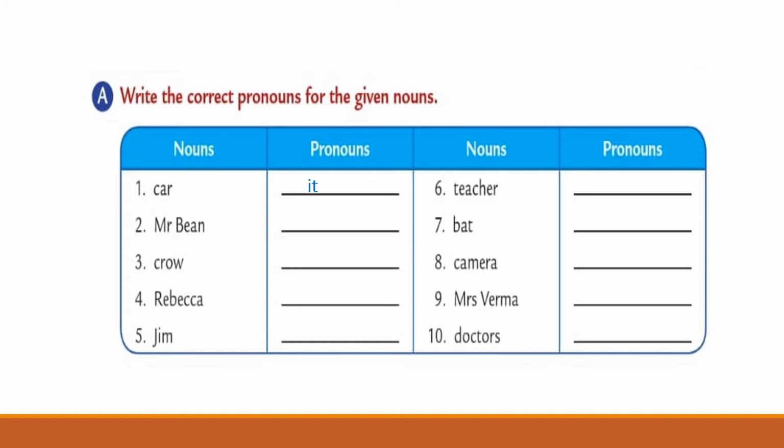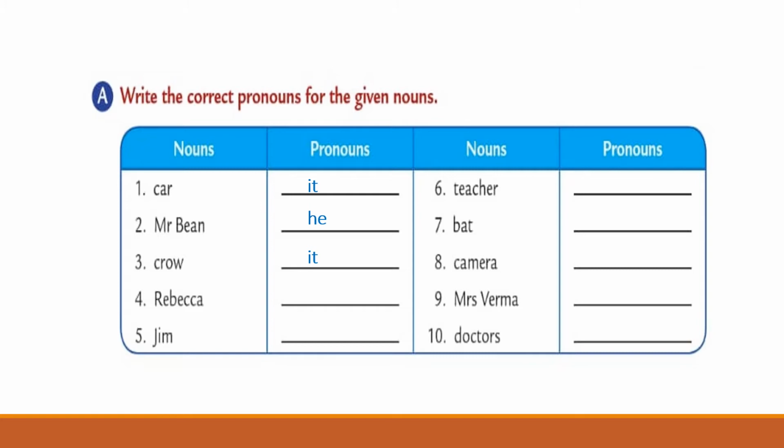Now next is Mr. Bean. Oh, we all know him. So he is a man and we will use pronoun he. Now third is crow. Now crow is a bird and we will use it here. For example, when you talk about the crow, you can say it is flying or it ruffled its feathers.